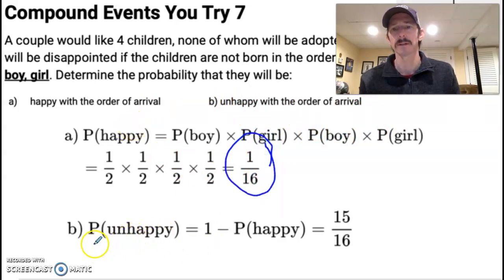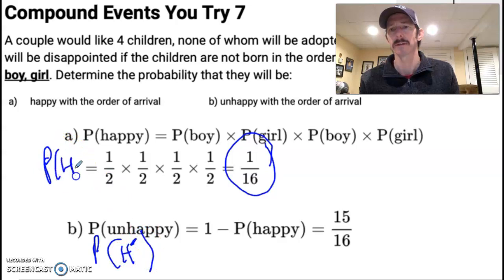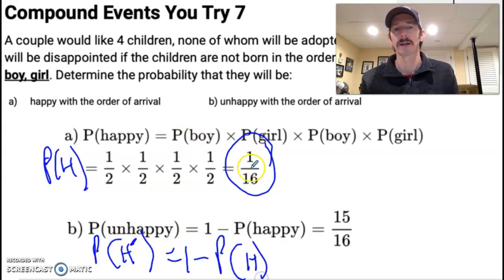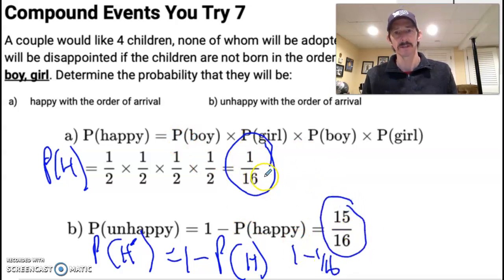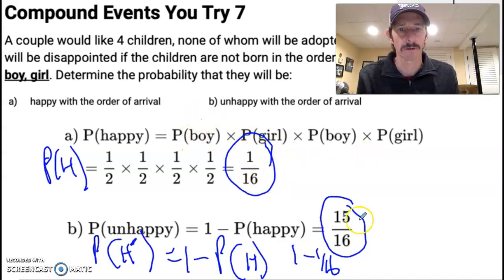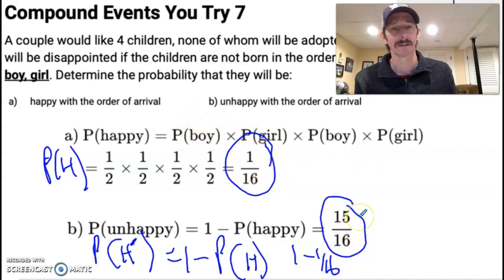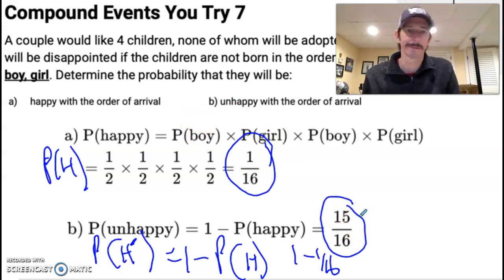And so unhappy is the complement of happy. So if this was probability of happy, this would be not happy. And we know that that is 1 minus the probability of happy. So I can take the 1/16, take it away from the 1. And so there is only a 1 in 16 chance, excuse me, that they're going to be pleased with their outcome. So 15 out of 16 that they're going to be displeased. So you can imagine the probability of them being happy is just not good. It's not good at all.